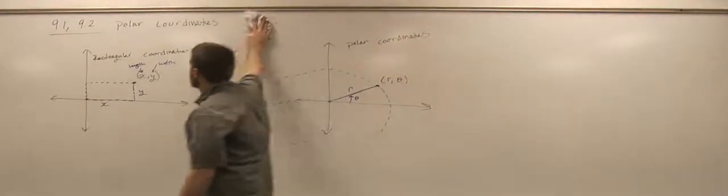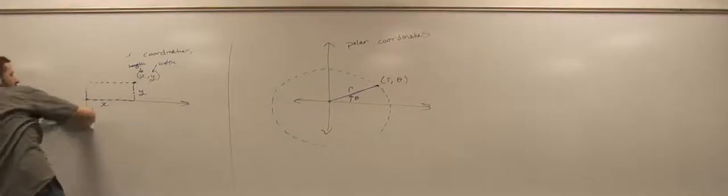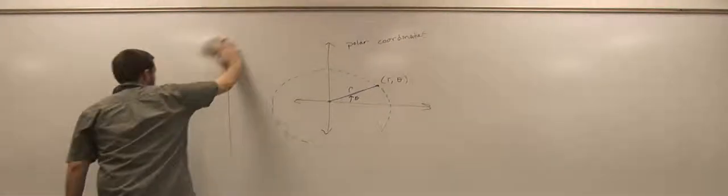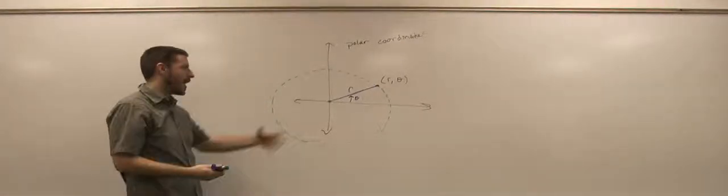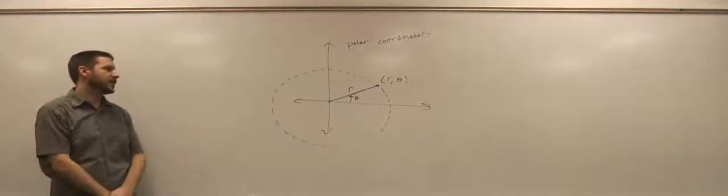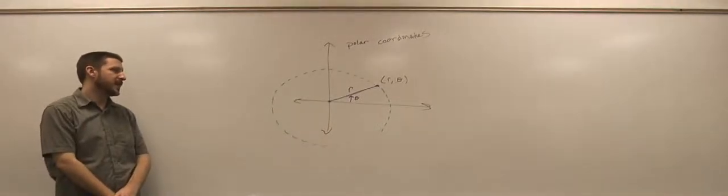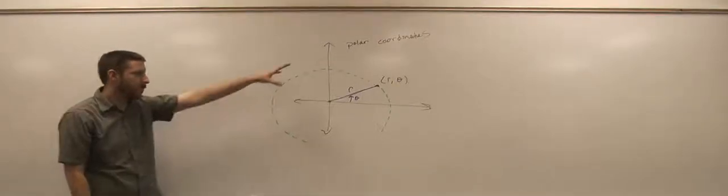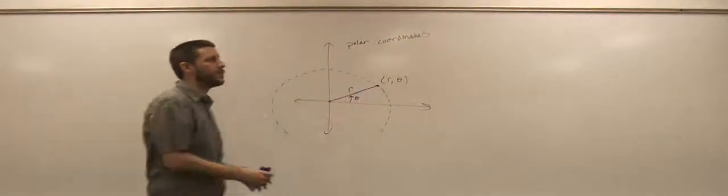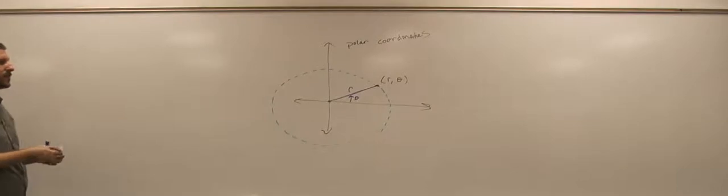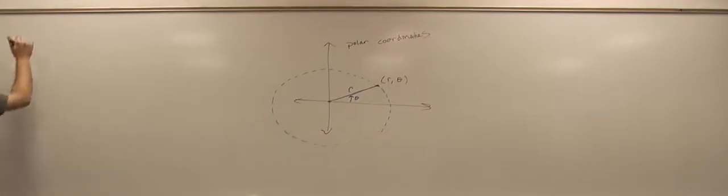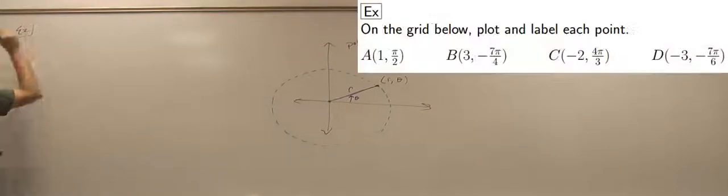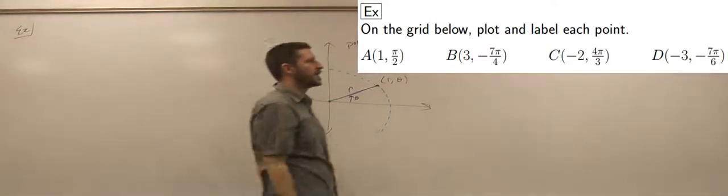So just to get you used to this, let's graph some points. Ultimately, what we want to do is graph in polar. We want to see if these coordinates can help us get some very pretty graphs, prettier than we're used to. But if we want to be able to graph in polar, we first have to plot single points in polar. So I gave you 4 points, and I gave you a little grid there. And I want to plot them. So on the grid below, plot and label each point.